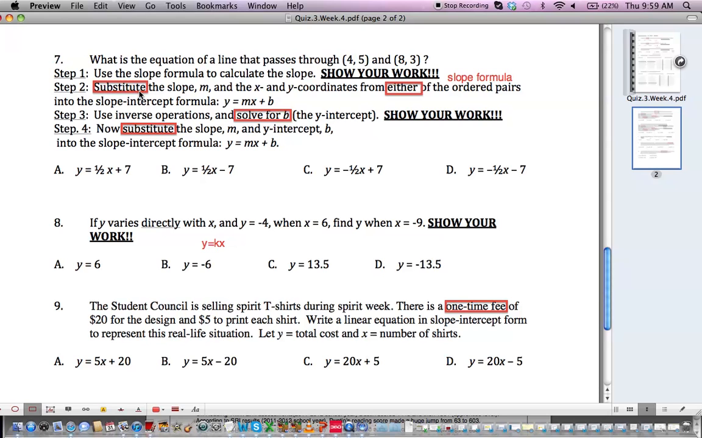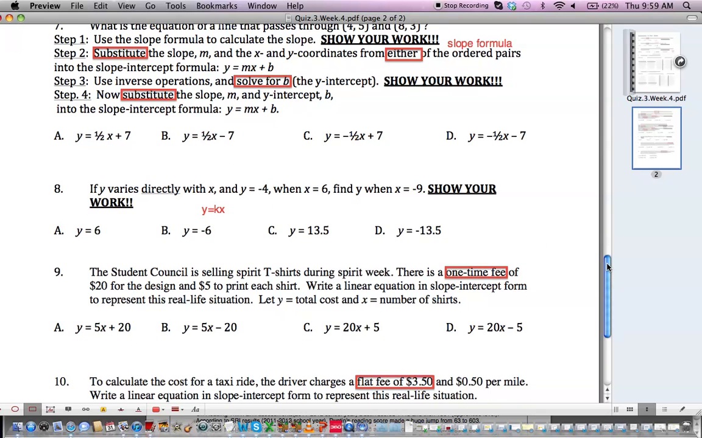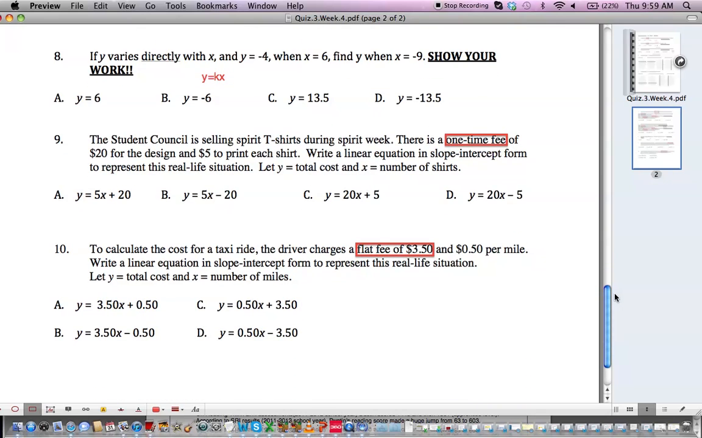So once you find the slope and pick the ordered pair, you substitute those in and put it in this formula, y equals mx plus b. Once you do that, you're going to solve for b, just like we just did in number 6. Once you solve for b, you substitute the slope, which you found with the slope formula, and the y-intercept, which you just solved for, and put it in this form, and you should have one of these answers here. Pay close attention to your negatives and positives, okay? Raise your hand if you got any questions on that.